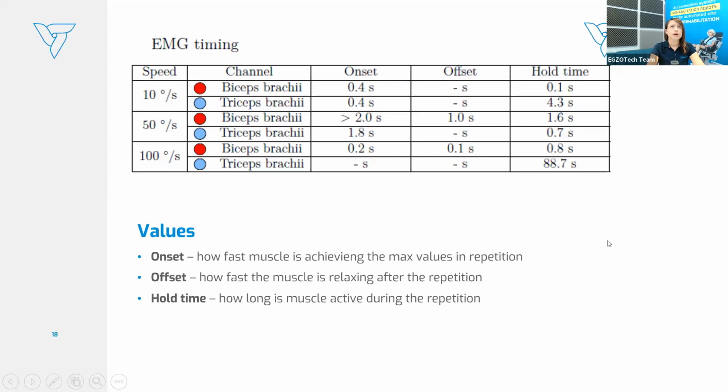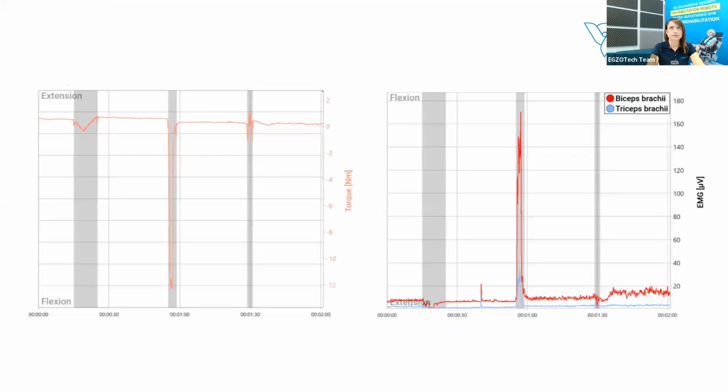So also the timing: how fast the muscle achieved the maximum values, how fast it was relaxing after the repetition, and how long the muscle was active during the repetition. And the best, we can look at the graphic screen and see, this is the example where we try to mimic the spasticity a little bit. So here there is a peak of the spasticity, in the torque, and with the EMG. So this is how we can look in our patients to see if those values will change.